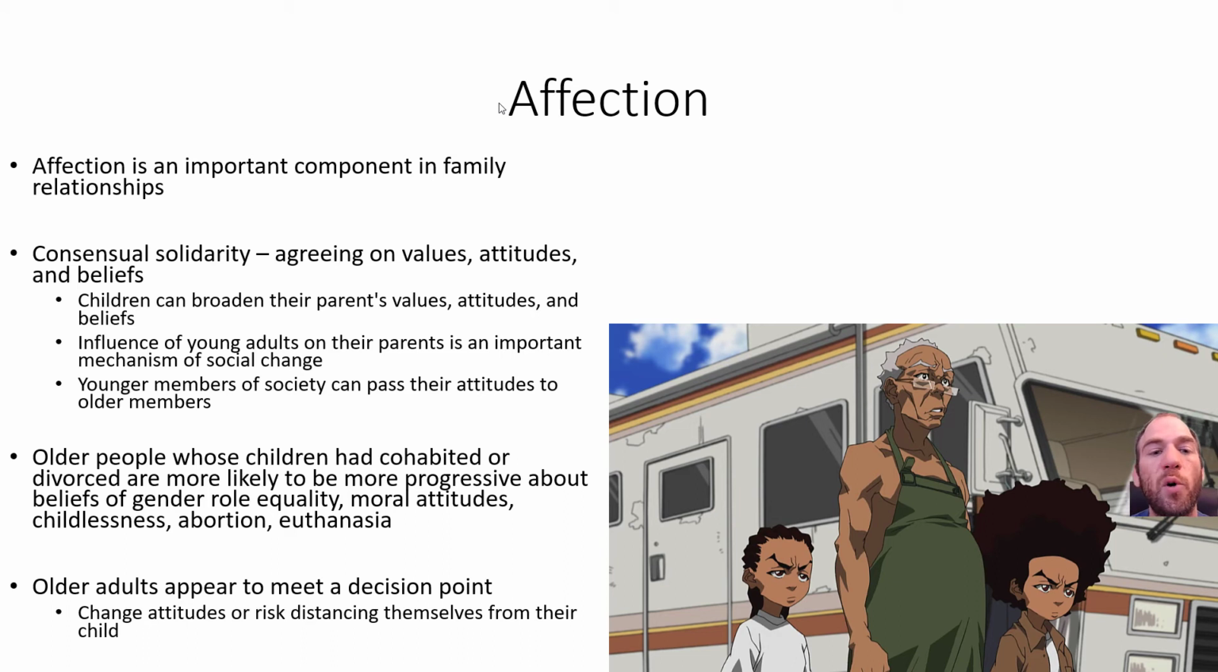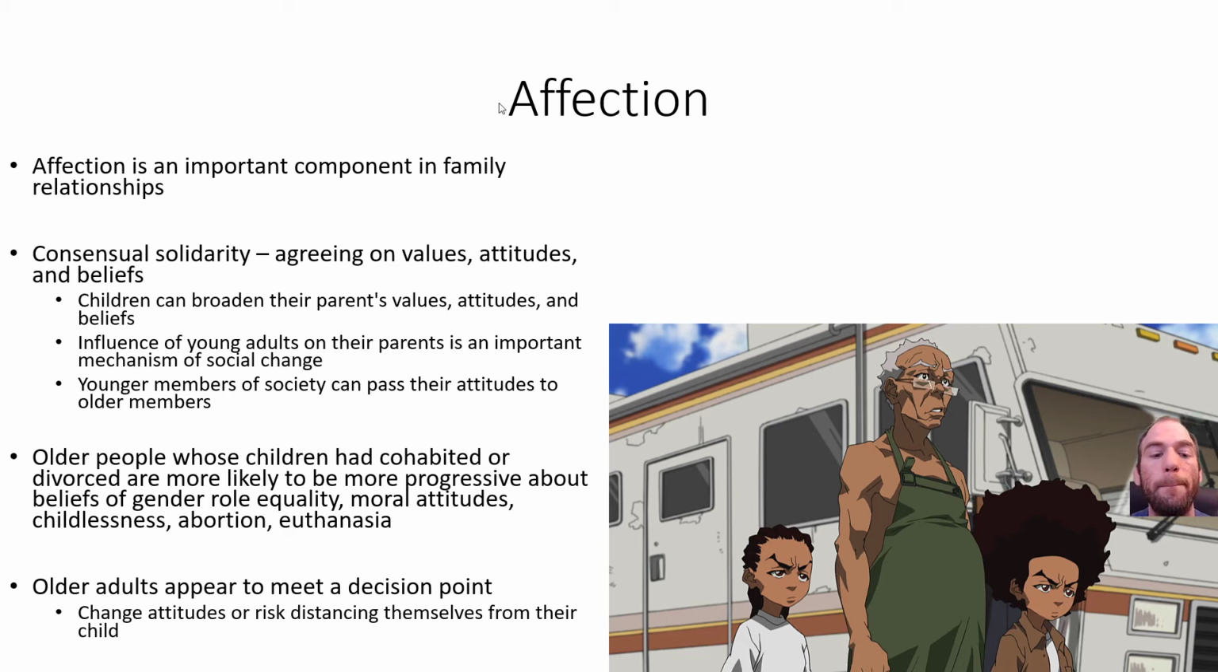Which leads us to affection. Affection is an important component in family relationships, along with consensual solidarity, agreeing on values, attitudes, and beliefs. Children can broaden their parents' values, attitudes, and beliefs. The influence of young adults on their parents is an important mechanism of social change. Young members of society can pass their attitudes to older members. Older people whose children are cohabitating or divorced are more likely to be progressive about beliefs of gender role equality, moral attitudes, childlessness, abortion, and euthanasia.